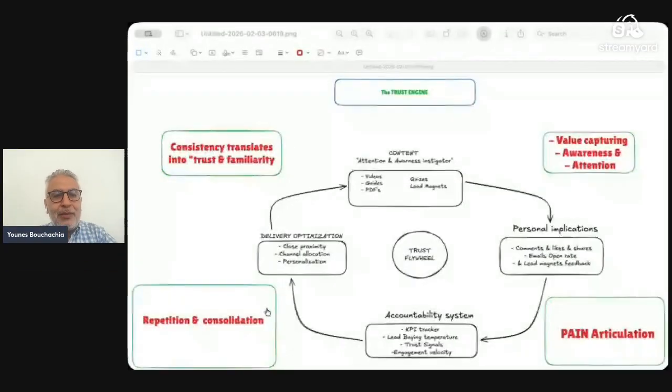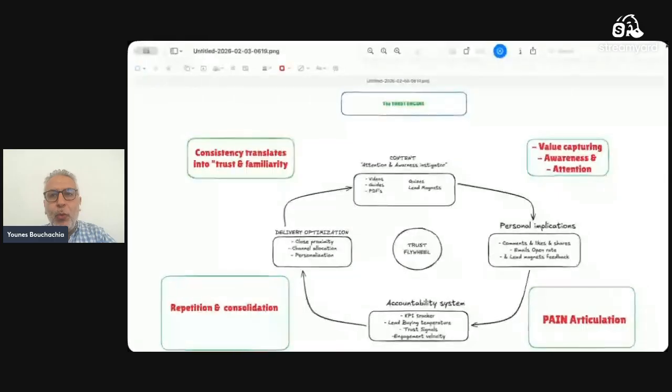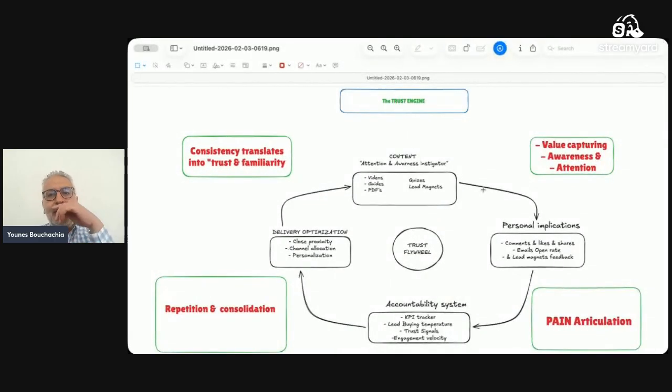Today, I would like to share with you the Trust Engine and how this Trust Engine plays a major role in the way we do business. So this Trust Engine is generally important, and you need the right AI for it, since right now everybody is using AI. So you need exactly the right AI that is going to help you generate this by doing the following. Content, which is value capturing, awareness creation, and attention grabbing.